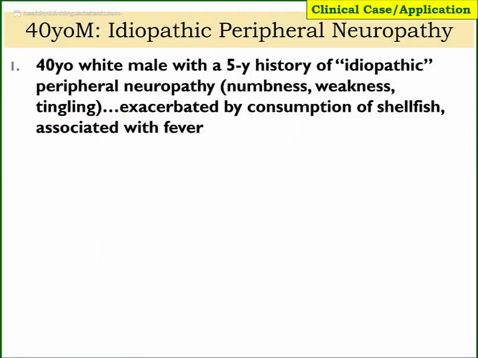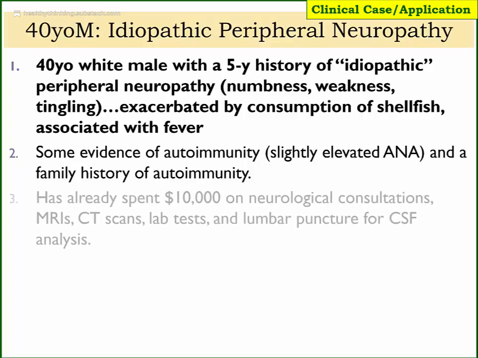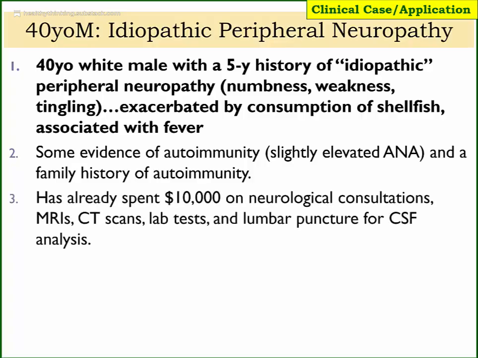This patient had some slight evidence of autoimmunity. I believe he had a slightly elevated anti-nuclear antibody, maybe a ratio of 1 to 80, something very low. And I believe his brother also had some type of inflammatory disorder as well. By the time he came to see me, he had already spent at least $10,000 on neurological consultations, MRI, CT scans, lab tests, and lumbar puncture. Our goal, of course, was to cure him and provide some preventive health care as well.